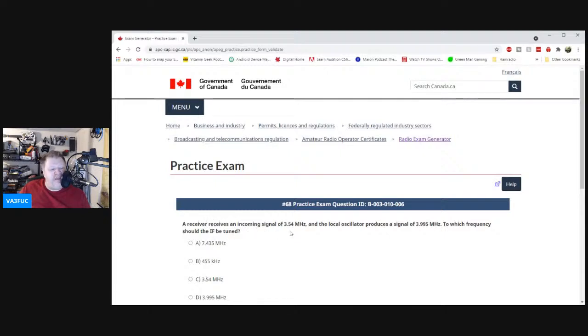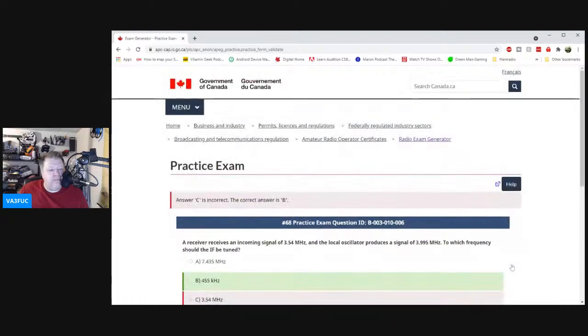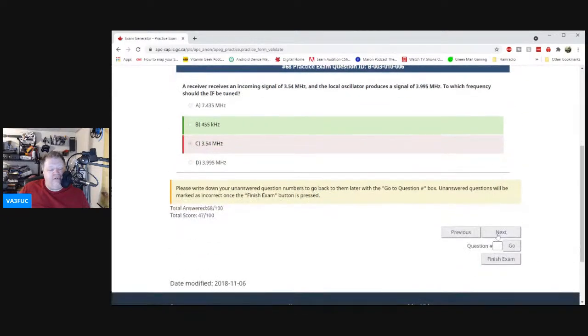A receiver receives an incoming signal at 3.54 megahertz, and a local oscillator produces a signal at 3.995 megahertz. To which frequency should the IF be tuned? 7.35 megahertz? 450 megahertz? 3.54 megahertz? 3.995 megahertz? No, looking at 455 kilohertz. Okay.